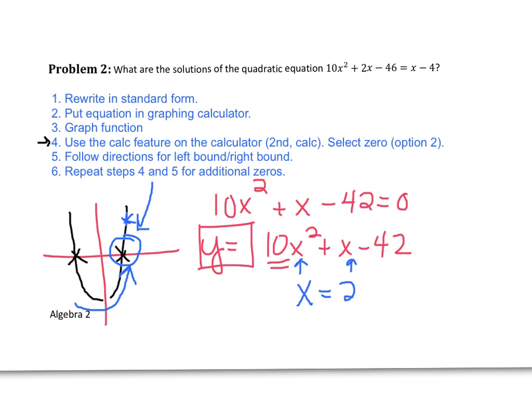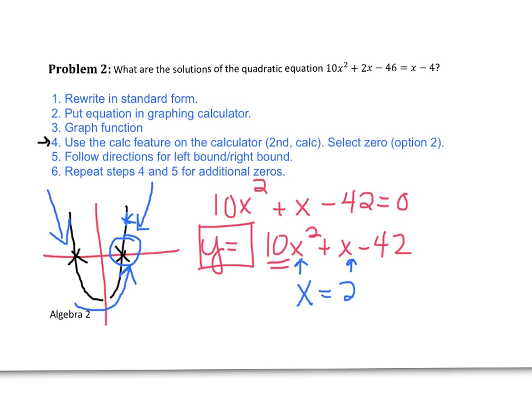To get your second 0 then, you're going to repeat steps 4 and 5. So we'll go back to second calc, select 0. Now we need to get the cursor over here. We're going to come in left bound. So if you're following, think of it like you're following a road again. I got to be above the x-axis. So I'm going to move my cursor until you can see it right above the x-axis.